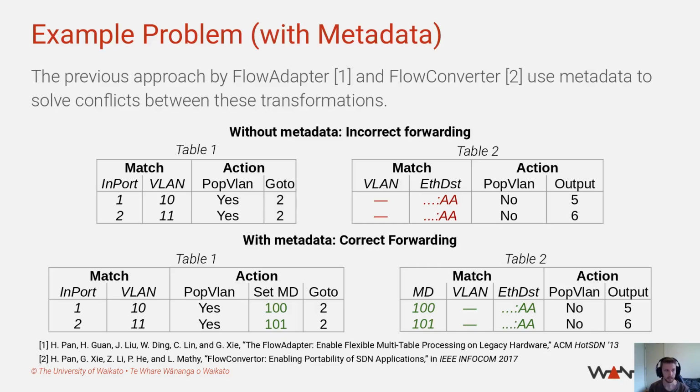This is where metadata has been helpful to other solutions in the past. Flow adapter and flow converter are existing algorithmic approaches to this problem, and they heavily rely on metadata. This allows them to introduce metadata, set a custom value to differentiate these two rules in the second table. But because pipelines like the Broadcom pipeline and fixed function pipelines in general don't tend to have full OpenFlow metadata support, we are trying to solve this problem without using metadata.